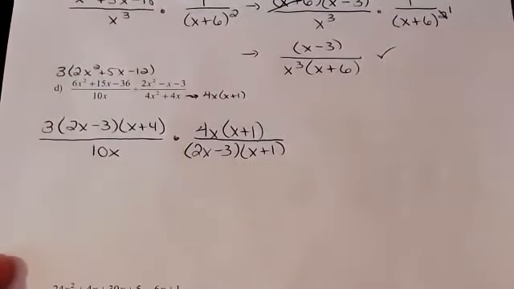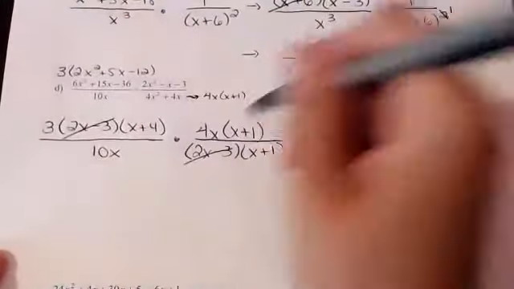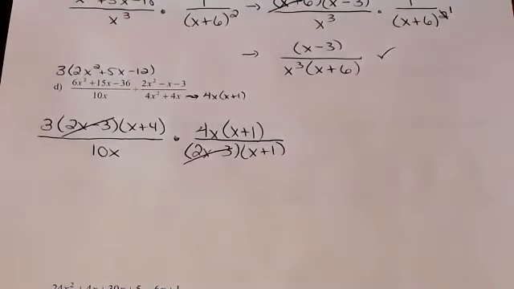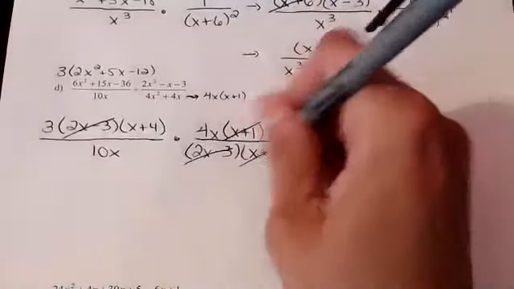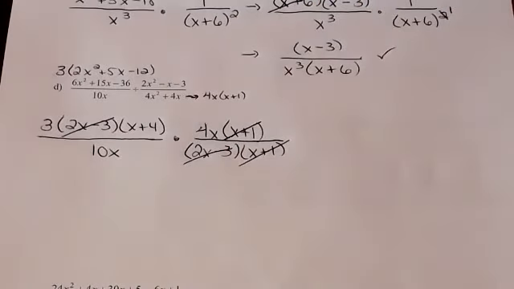One thing. 2x minus 3. Score. We have a 2x minus 3, 2x minus 3. Someone else, what's next? The x plus 1. Yeah, the x plus ones, love it. x plus 1, x plus 1. What else?